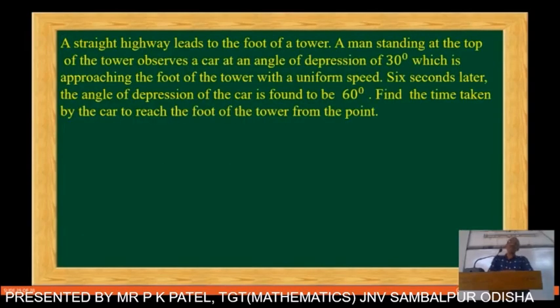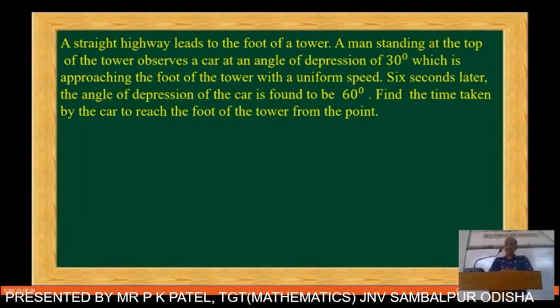Okay, this is the last one. Take another one. A straight highway leads to the foot of a tower. A man standing at the top of the tower observes a car at an angle of depression of 30 degrees, which is approaching the foot of the tower with a uniform speed. 6 seconds later, the angle of depression of the car is found to be 60 degrees. Find the time taken by the car to reach the foot of the tower from the point.